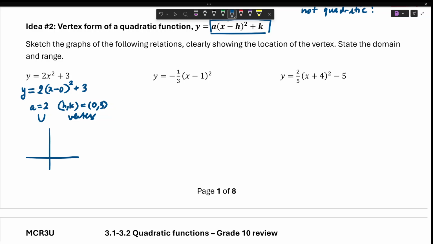Let's graph that quickly. So 0, 3 should be somewhere here. It's happy face, like that. Now the domain and range, you'll remember that for x, it keeps going in both directions, right? You can use any value of x. So x could be any real number. Whereas for the range, you'll notice that the y values only go down to 3, right? So we're going to say y should be greater than or equal to 3.